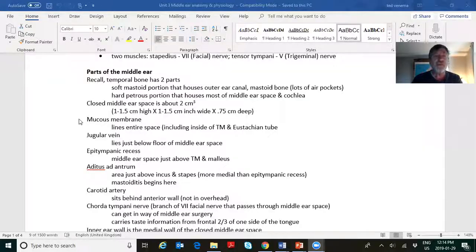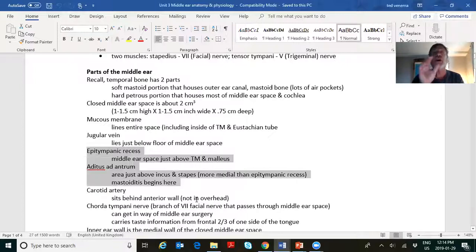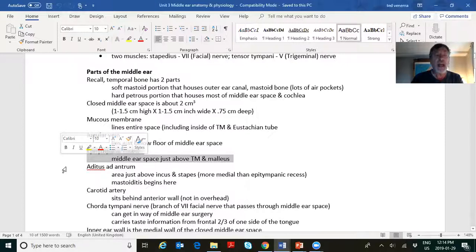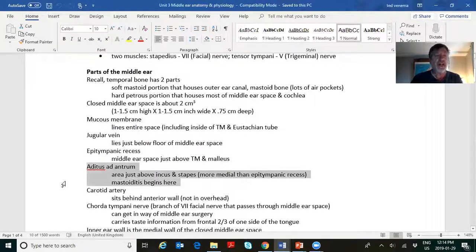Back to the notes. Epitympanic recess, aditus ad antrum. What the Sam Hill are those? Those are just spaces. See, anatomy names not just things, but anatomy also labels spaces. So the epitympanic recess is the middle ear space just above your eardrum and malleus, whereas the aditus ad antrum is the area above your incus and stapes.